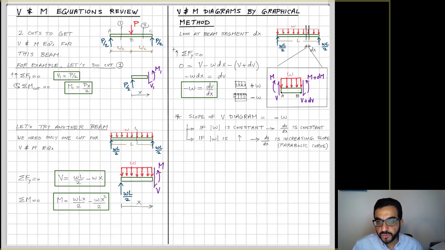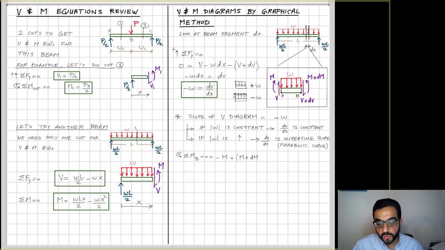But if the magnitude of W is increasing, meaning that the W here is not uniformly distributed, it's maybe a triangular distributed load, this means that the slope of the shear increases, which means that the shear diagram is a parabolic curve or a parabolic shape here. So that's an interesting observation, that the value of the distributed load at any point of the beam is the slope of the shear diagram at that point.